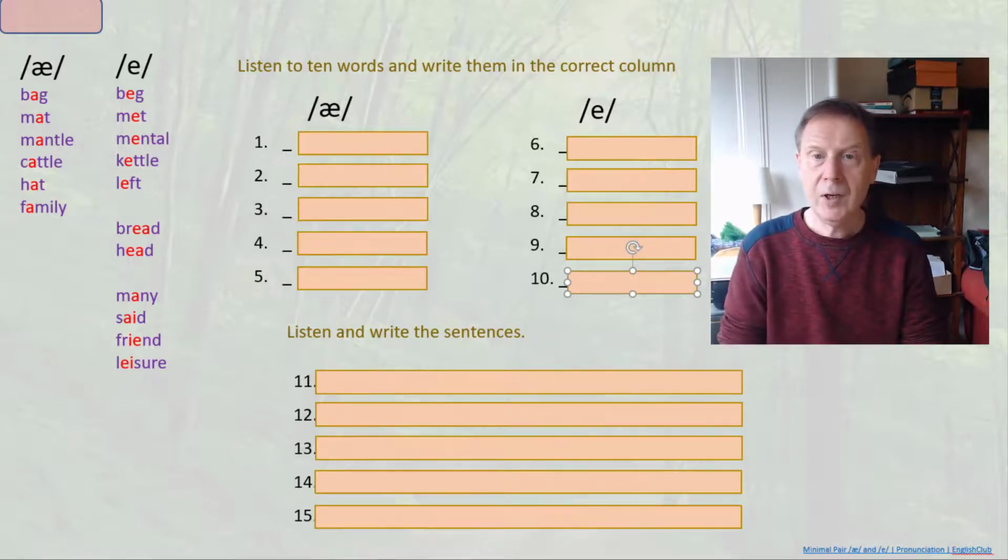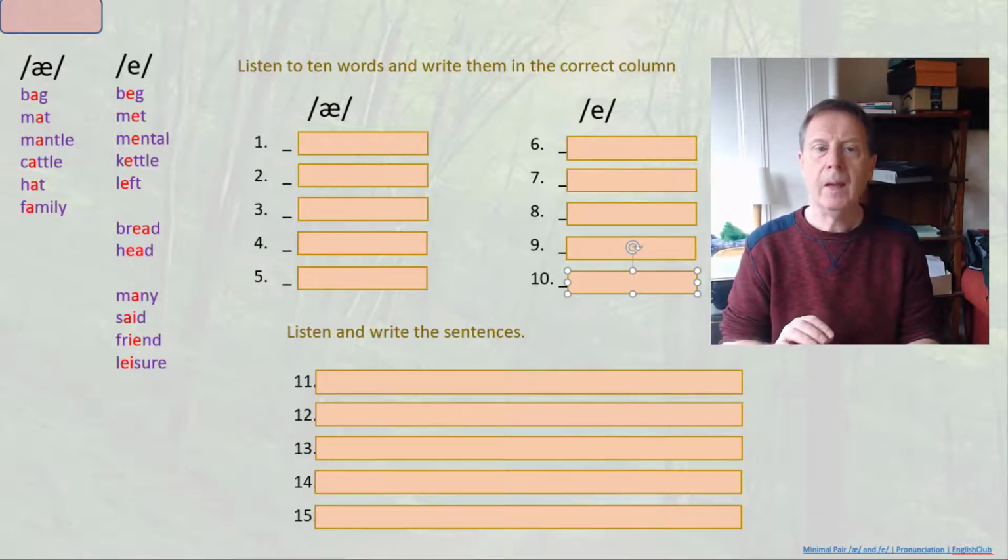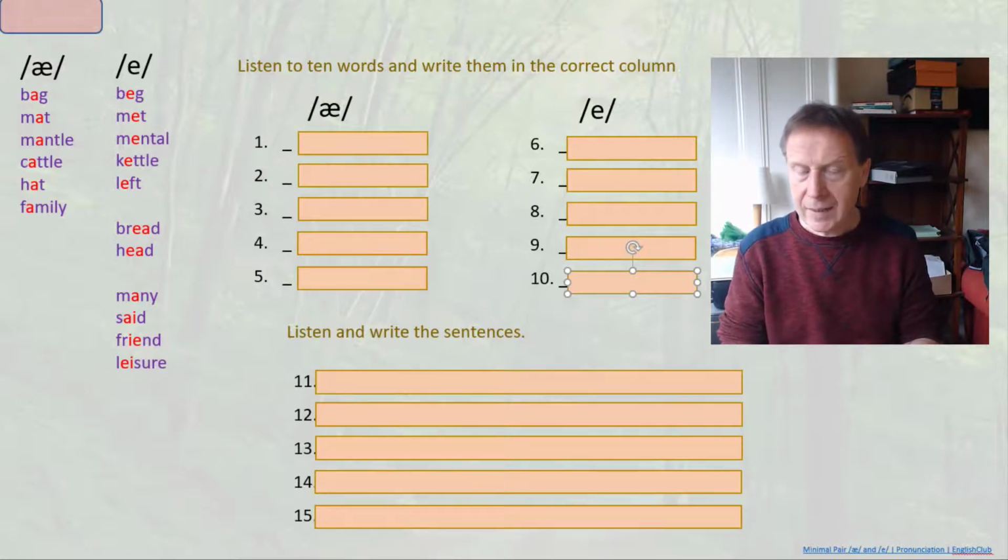So now let's continue with 5 sentences. Listen and write and think about the spelling. Number 11. He put the egg in the bread and had a sandwich.